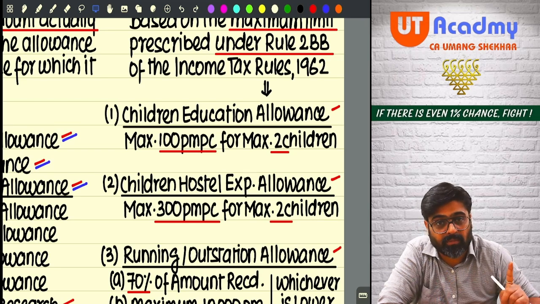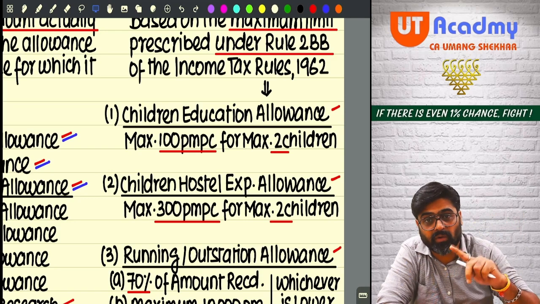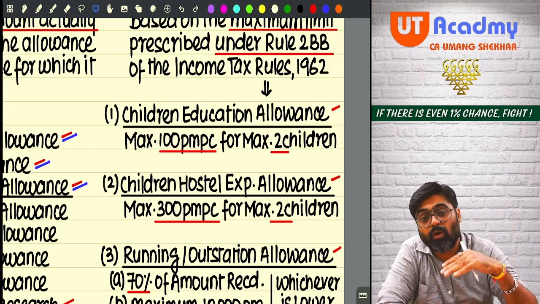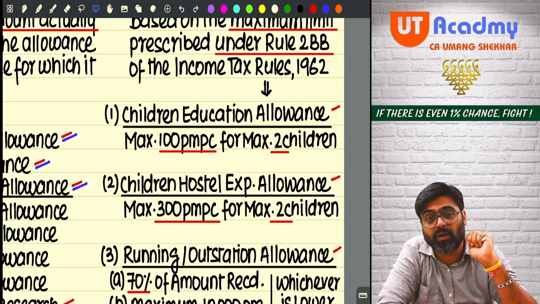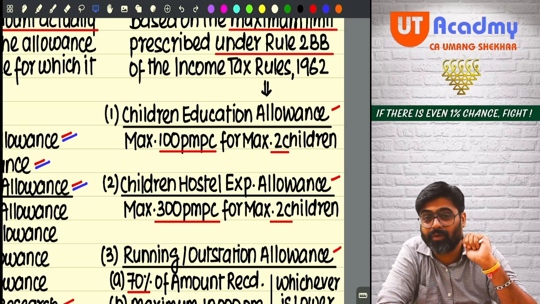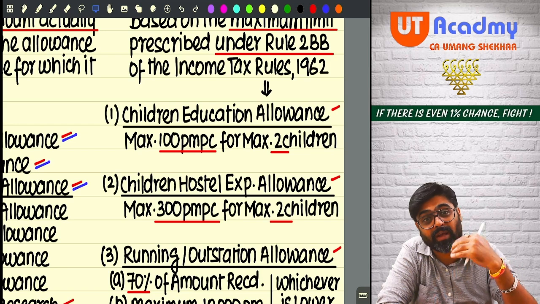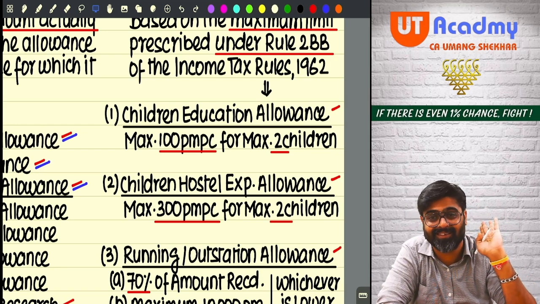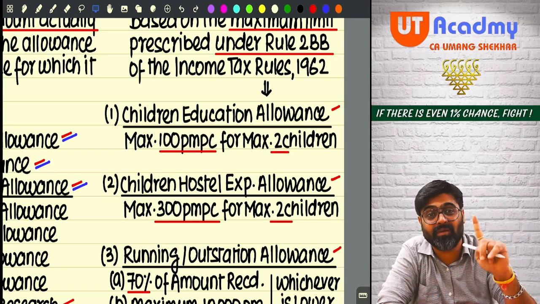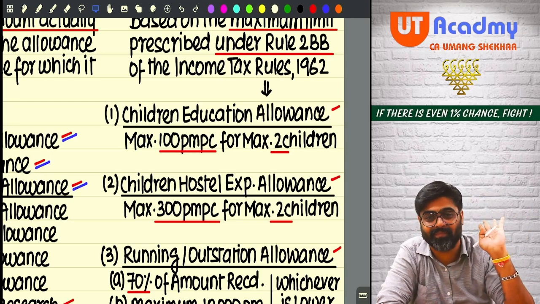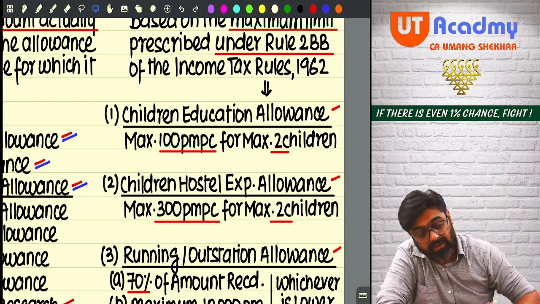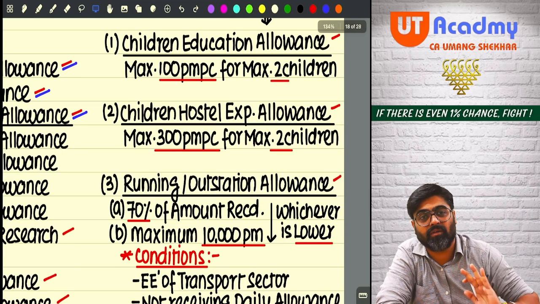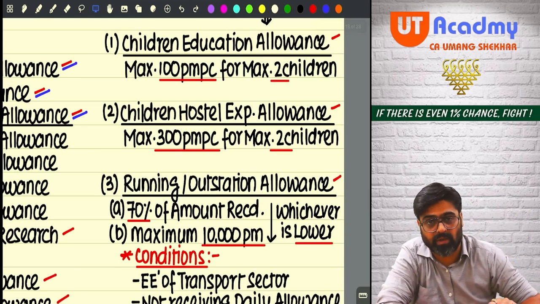Limit is 100 per month per child, and for a maximum of two children you can claim the exemption. For how many children can your employer give you the allowance? Employer can give you the allowance for as many children as he wants, but the exemption will be available only for two children. Got it? Now, the same type of exemption is given for children hostel expenditure allowance.